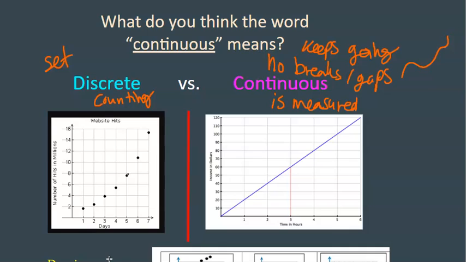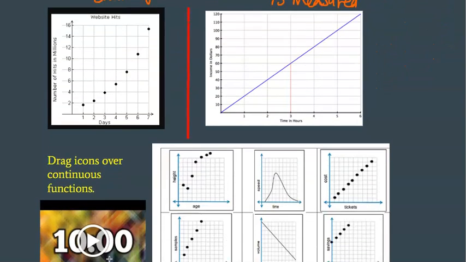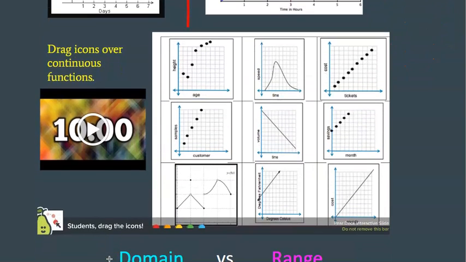So here's a discrete graph. Here is a continuous graph. On this slide, go ahead and drag the icons over continuous functions.